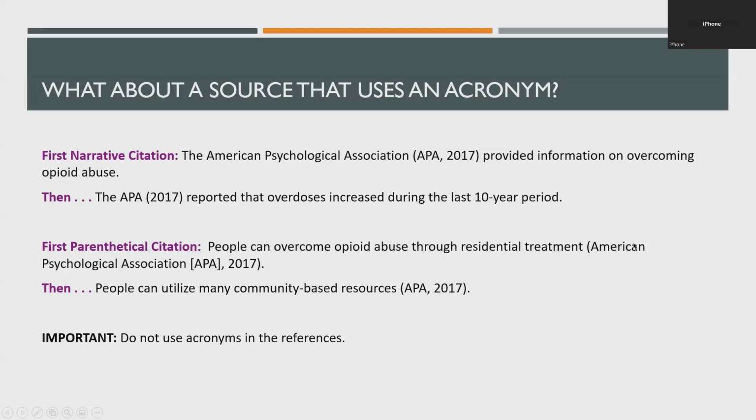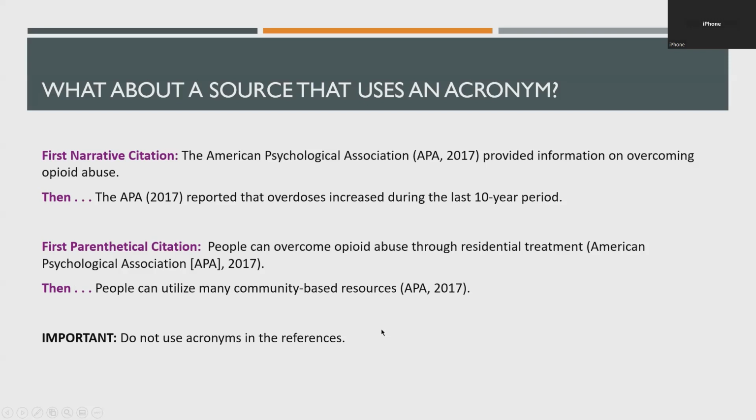So the first time that I use American Psychological Association, I spell out the organization completely. Every other time after that, I can just abbreviate to APA. So here, this is later on in my paper, people can utilize many community-based resources. That's from APA 2017. And then an important note, you're never going to use acronyms in references.